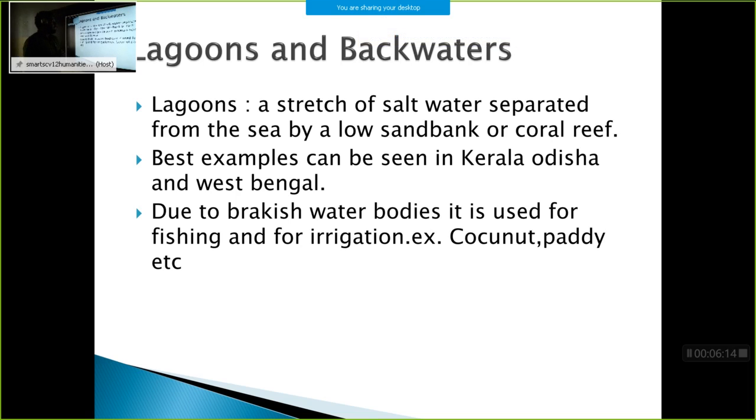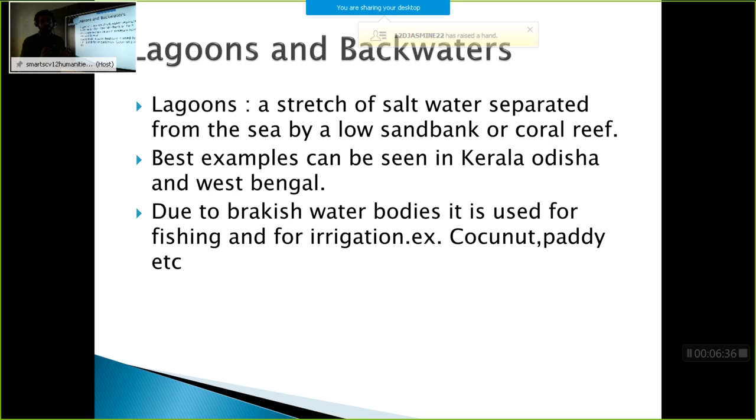Okay. Due to brackish water bodies, it is used for fishing and for irrigation. Like, what is brackish water? Actually, brackish water is a type of water which is fresh water only, but it has some salt content. The salt content is much higher in this brackish water.